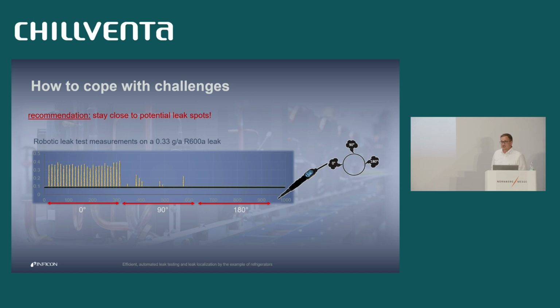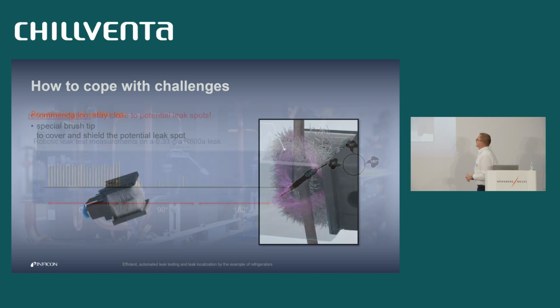So what's the recommendation here? For a worker, the recommendation clearly is try to circle around the joint with the sniffer tip. A worker can easily do it. I have some doubts if a worker finally will do it, but he can. But this is somehow tricky to solve with a robot. So how to cope with this challenge?